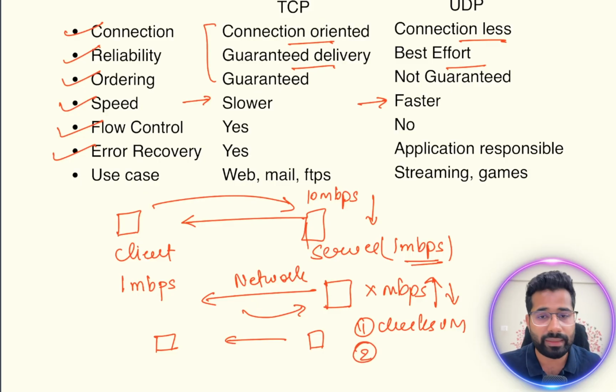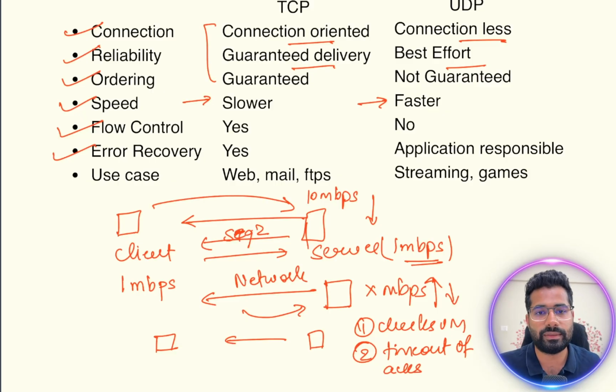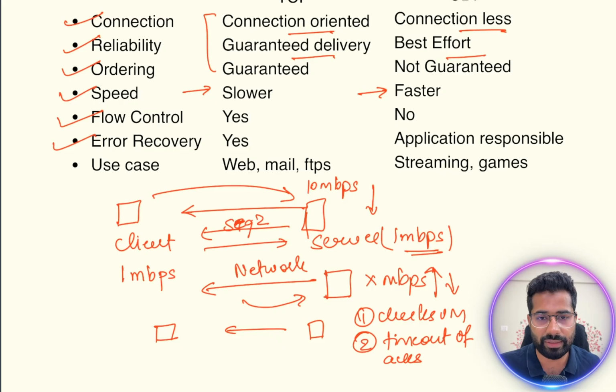It can also happen that the server has already sent a segment, let's say segment 2, and has not got the ACK back from the client for segment 2. So in such cases, for a timeout of ACKs, where the timeout has happened and the acknowledgement has not yet been received by the sender for a particular segment that was sent, that is segment 2, it will try to retransmit this particular segment. Now this is also an error recovery scenario.